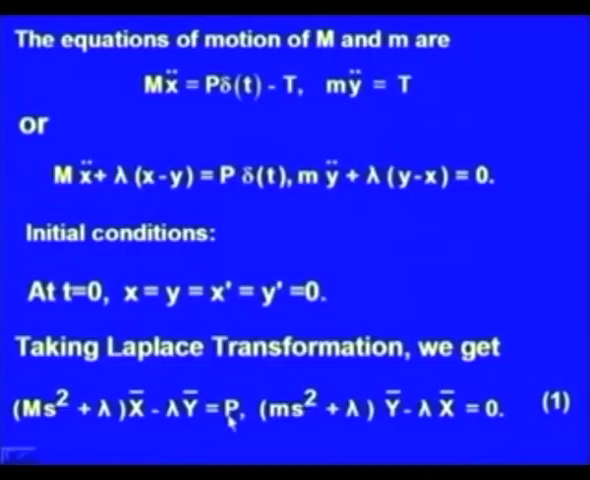So, the Laplace transform of the right hand side is p. When we take the Laplace transform of the second equation, we get m times s square y bar minus s y 0 minus y dash 0. Again y 0 is equal to 0 and y dash 0 equal to 0, which implies that after taking the Laplace transform, one will have (m s square plus lambda) into y bar minus lambda x bar equal to 0, where x bar denotes the Laplace transform of x and y bar denotes the Laplace transform of y.